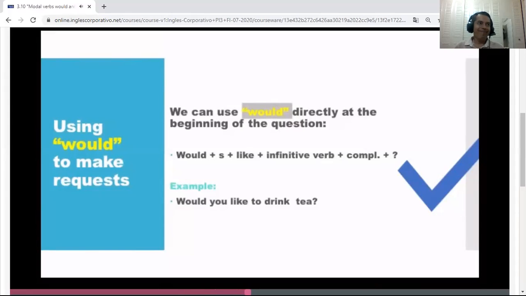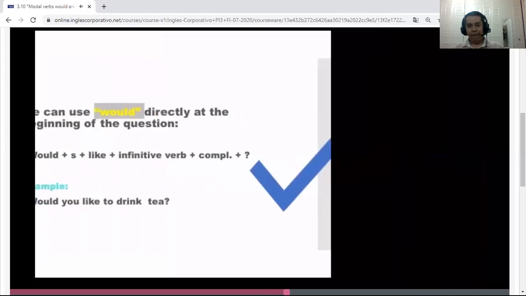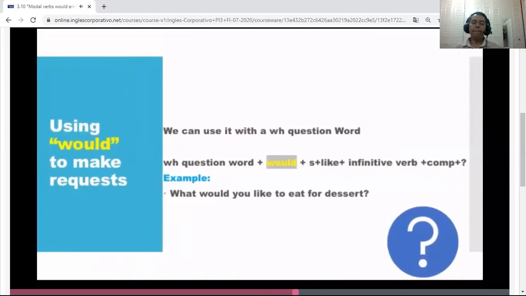We can use would directly at the beginning of the question. Would plus subject plus like plus infinitive verb plus complement plus question mark. Example, would you like to drink tea? Or we can use it with a WH question word. WH question word plus would plus subject plus like plus infinitive verb plus complement plus question mark. Example, what would you like to eat for dessert?